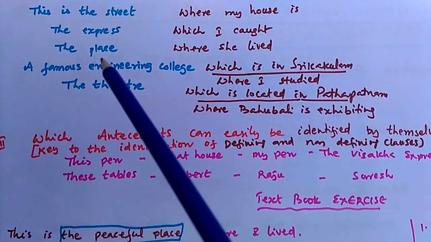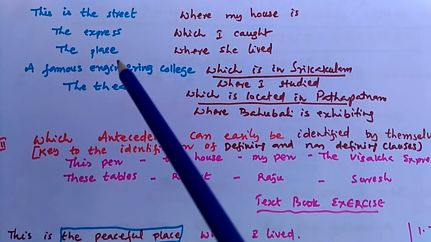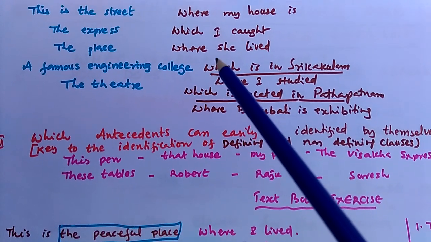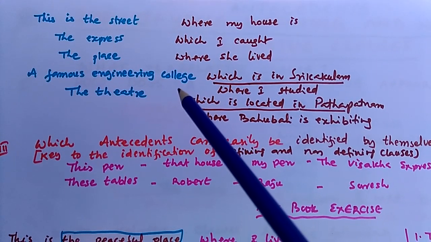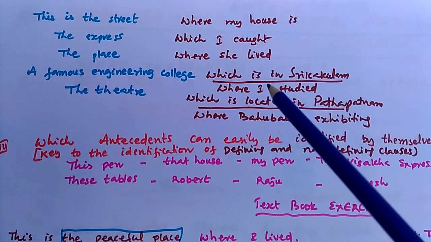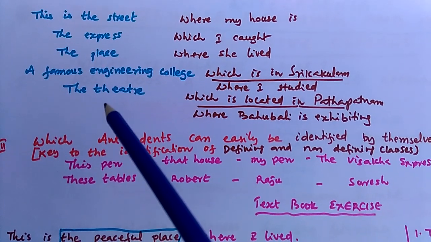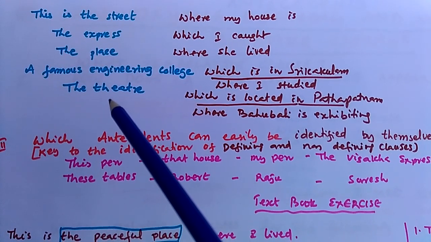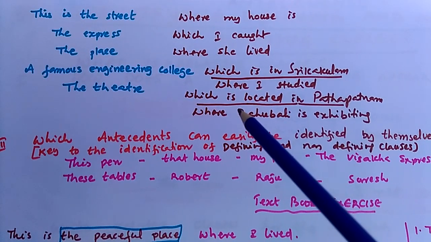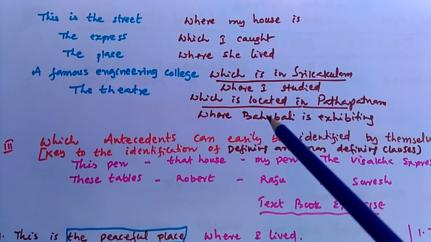"The place," we cannot know which place it is. So this is a defining clause. "A famous engineering college," which famous engineering college it is, we don't know. So this is a defining clause. "The theater," which theater it is, we cannot know by the antecedent itself. So this clause will be a defining clause.